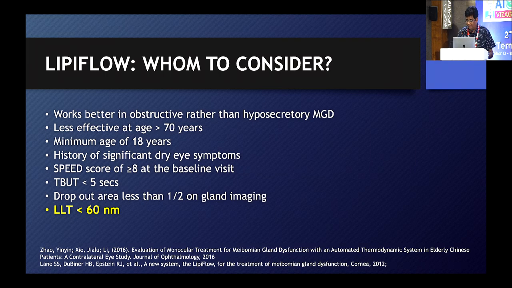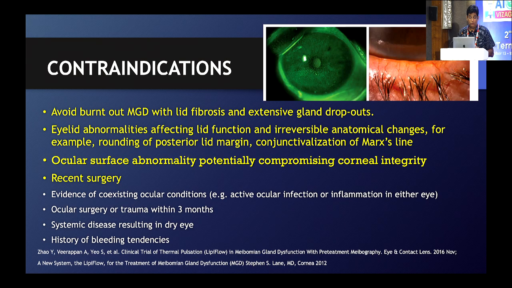In the last study that was presented, various questionnaires were pointed out, for example a SPEED questionnaire score of more than 8, and breakup time of less than 5 seconds. Important is dropout area of the meibomian glands of less than half on gland imaging, and a lipid layer thickness of less than 60 nanometers. The contraindications are also very important in these patients.